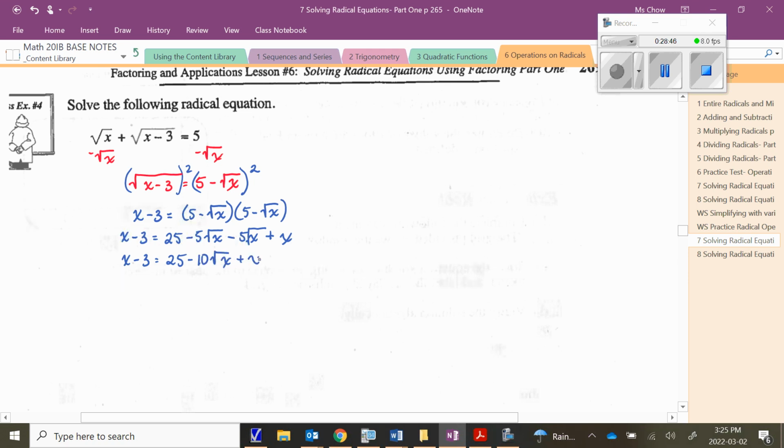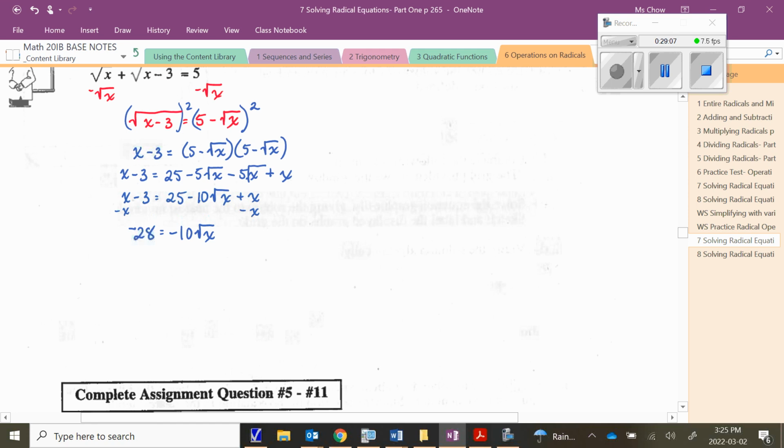If we subtract x from each side, those are gone, so that's nice. And then let's subtract 25 to move that onto the other side. So if we subtract 25 from each side, I've got negative 28 is equal to negative 10 root x. So you notice how when we squared it the first time, it got rid of one radical, but not both of them. So we still have a radical left. It has been sort of isolated. You could divide both sides by negative 10, but then we end up with a decimal or a fraction, and that's not nearly as fun to deal with.